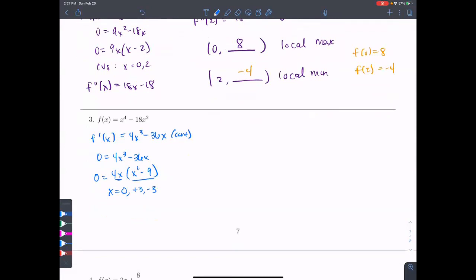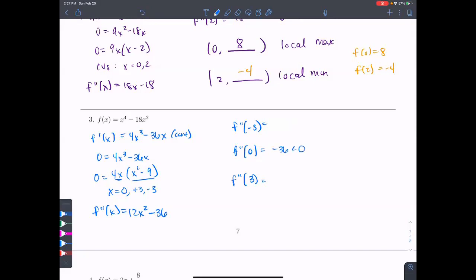And then we're going to find f double prime, which is 12x squared minus 36. And we're going to check our things. So we're going to do f double prime of negative 3, f double prime of 0, and f double prime of positive 3. So if you plug in 0, that would be negative 36, which is less than 0.